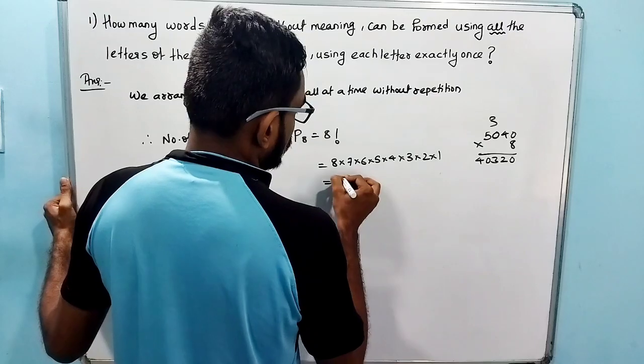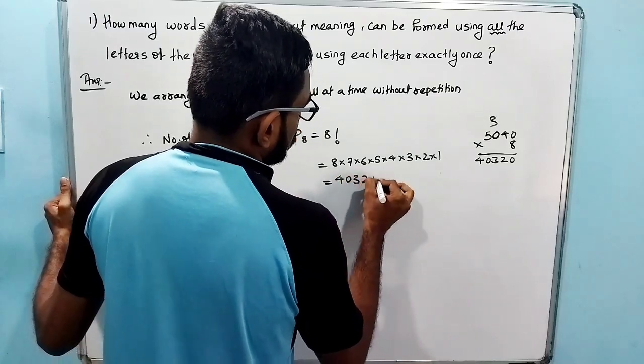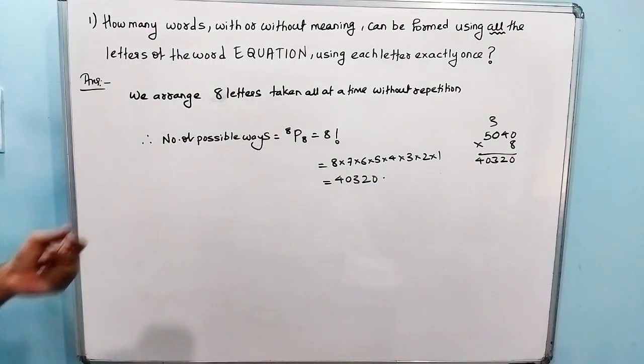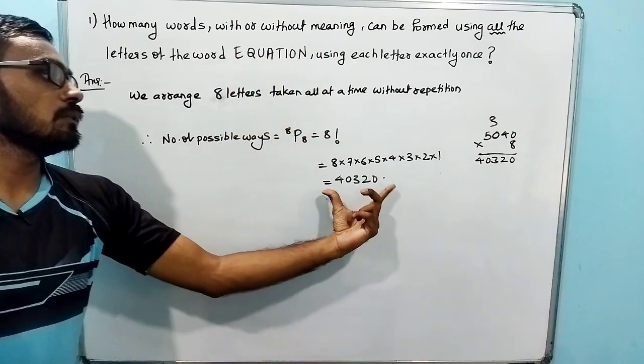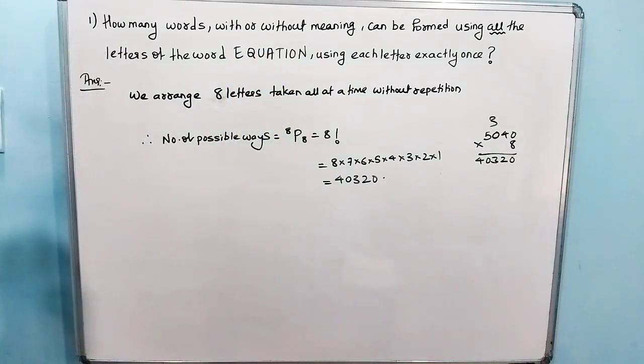So 40320. So we can arrange the word equation in 40320 ways.